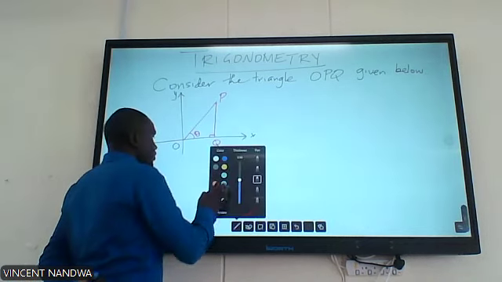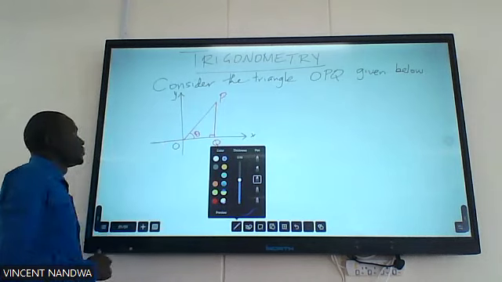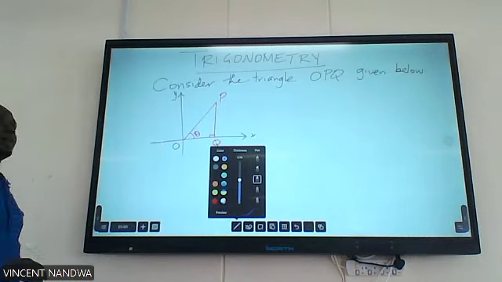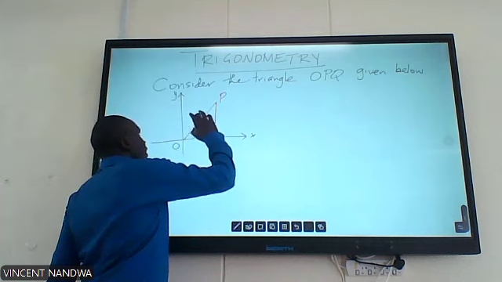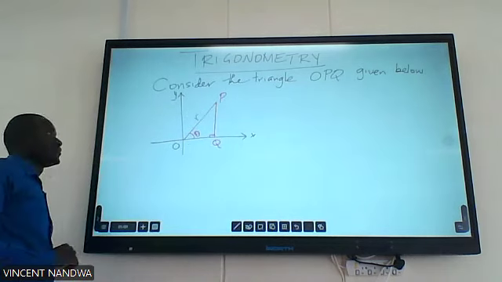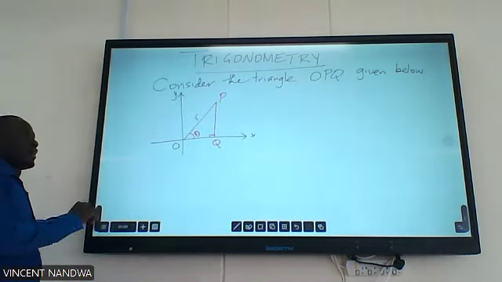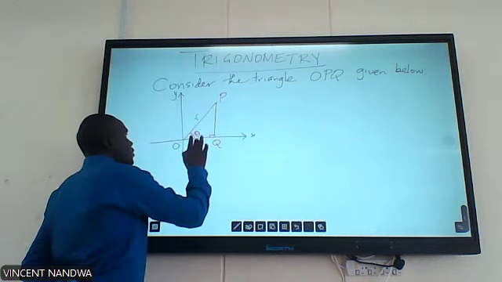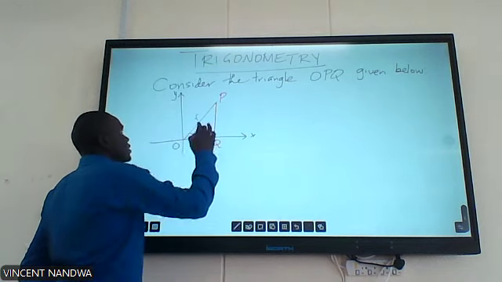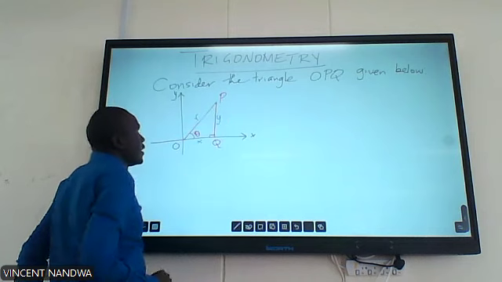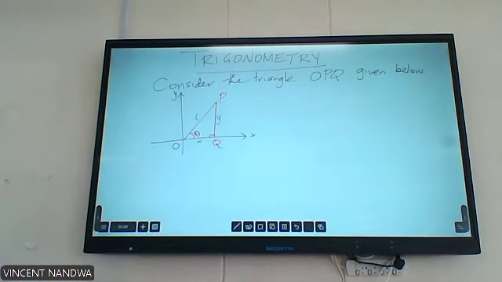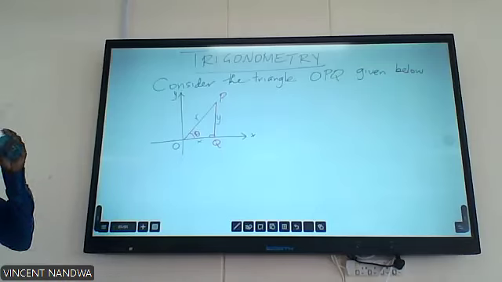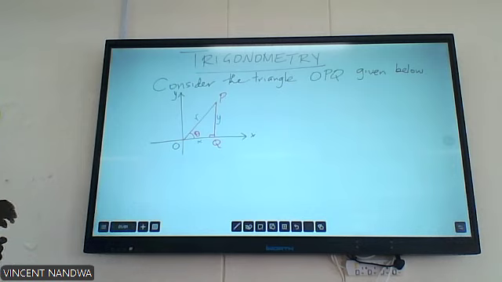So then I want us to call this radius, this distance, R. And then this distance OQ, let's call it X. And let this side be Y.